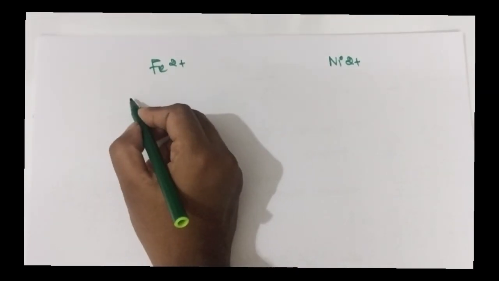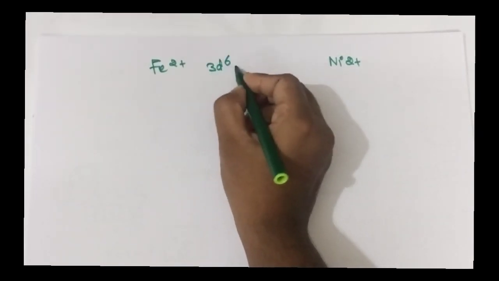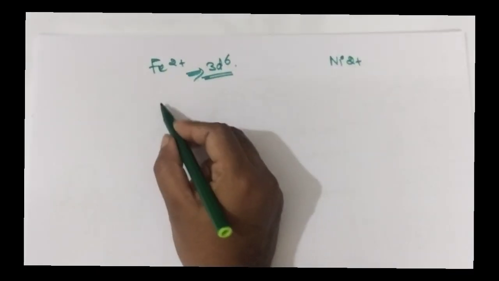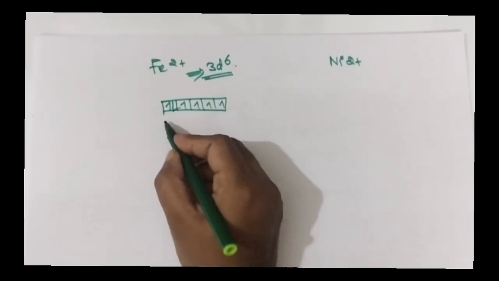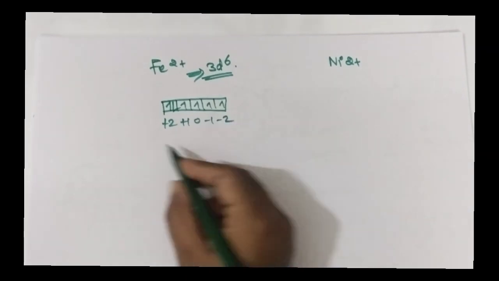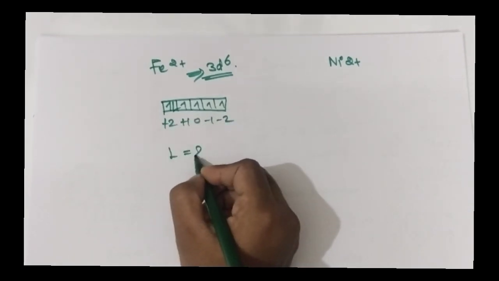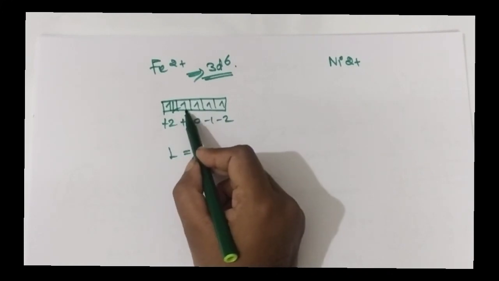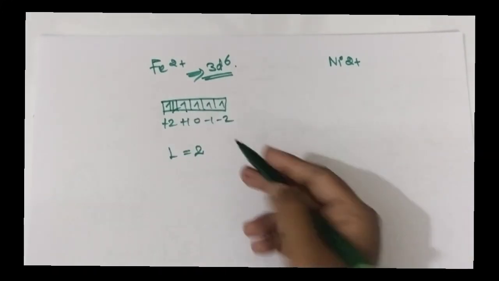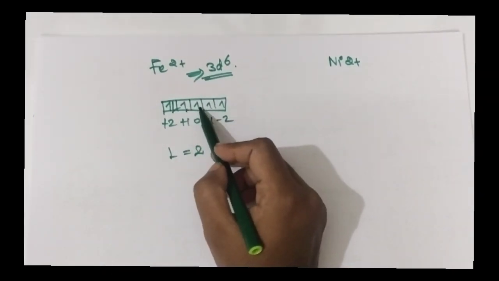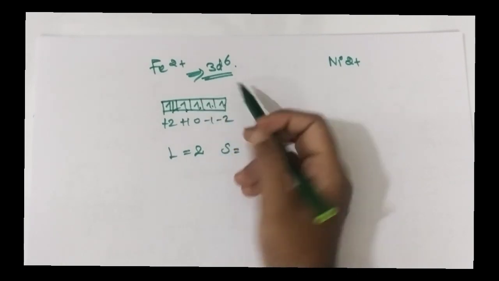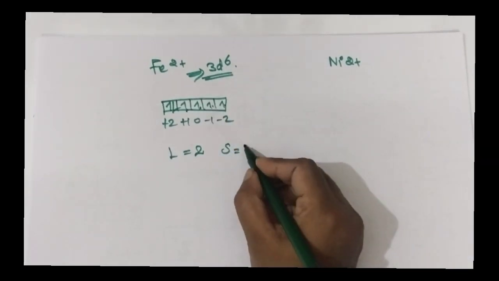If they are asking you to find out the ground state term symbol for Fe2 plus, what will you do? It is very simple. First of all, Fe2 plus means 3d6 configuration. So the electrons will be like this. What will be the L value? L value is 2, because it is 4 plus 1, 5, 5 minus 3, it is 2. And what's the S value here? It is half plus half, 1, 1 and a half, and it is 2, right? Because for 1 electron it is half, and so the S value is 2.